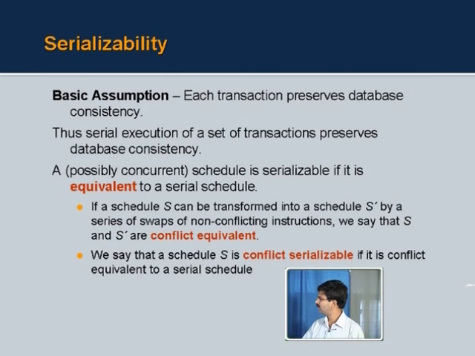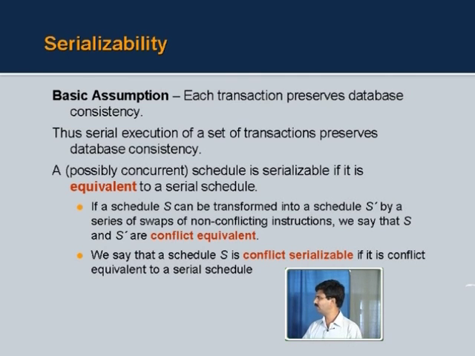As I said before, the C assumption says that each transaction preserves consistency. Therefore, serial execution of transactions preserves consistency, and we will say that a possibly concurrent schedule is serializable if it is equivalent to a serial schedule. What do we mean by equivalent? We will define that formally. Okay? There are actually multiple notions of equivalence. We are going to just use one notion called conflict equivalence.